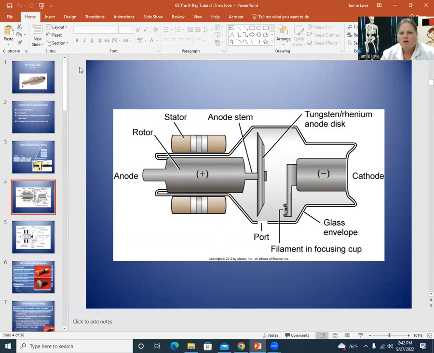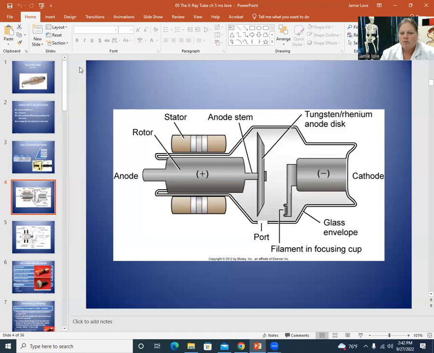On the cathode side, we call that the negative side of the tube. So you'll see that little negative symbol on the tube when you look at it in the room. The negative side of the tube is the cathode side, and it holds the filament. And the filament is inside of this thing called the focusing cup. Around the parts of the tube, we have this thing called the glass envelope that supports, that holds it all in there and keeps it in a vacuum.